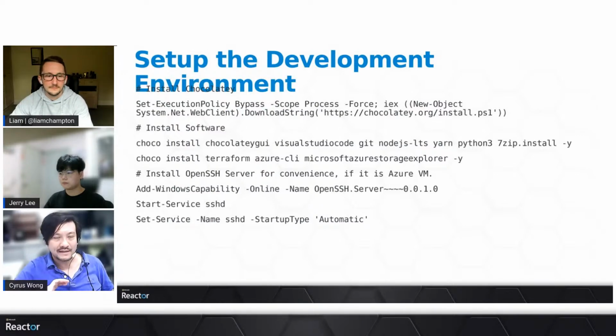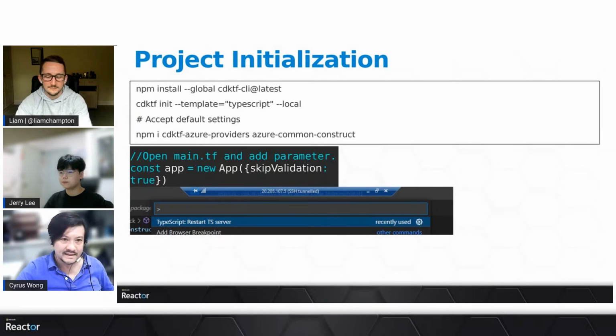Okay, set up the environment. I want to give a demonstration of my development environment. I have a Windows machine, Windows 11 here. I run this command to install the Chocolatey package manager, and then install these tools, and then log in to my Azure CLI, and then I can do the CDK-TF Terraform application. Okay, here are a few commands to generate the application. First of all, I have to install the CLI globally. Otherwise, I can't use it on my machine.